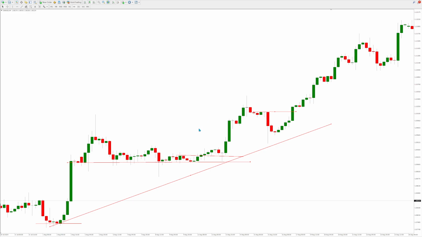So just to reiterate, I'd only take the trades in the direction of the trend. I'm only going to look for a bullish deliberation pattern, which would be the 3 bearish candles followed by the bullish breakout. Here, 3 bearish candles followed by the bullish breakout.